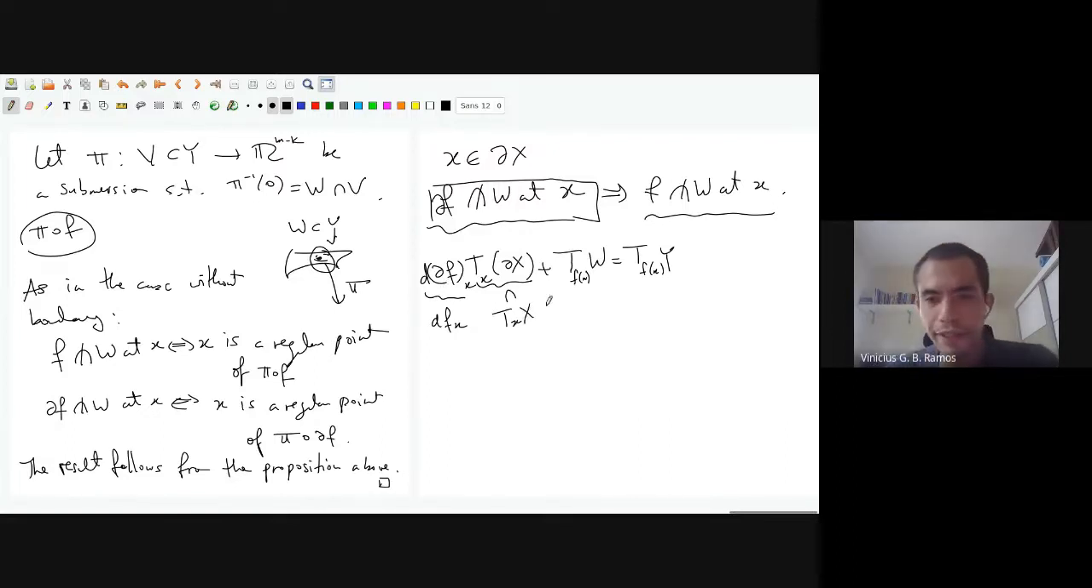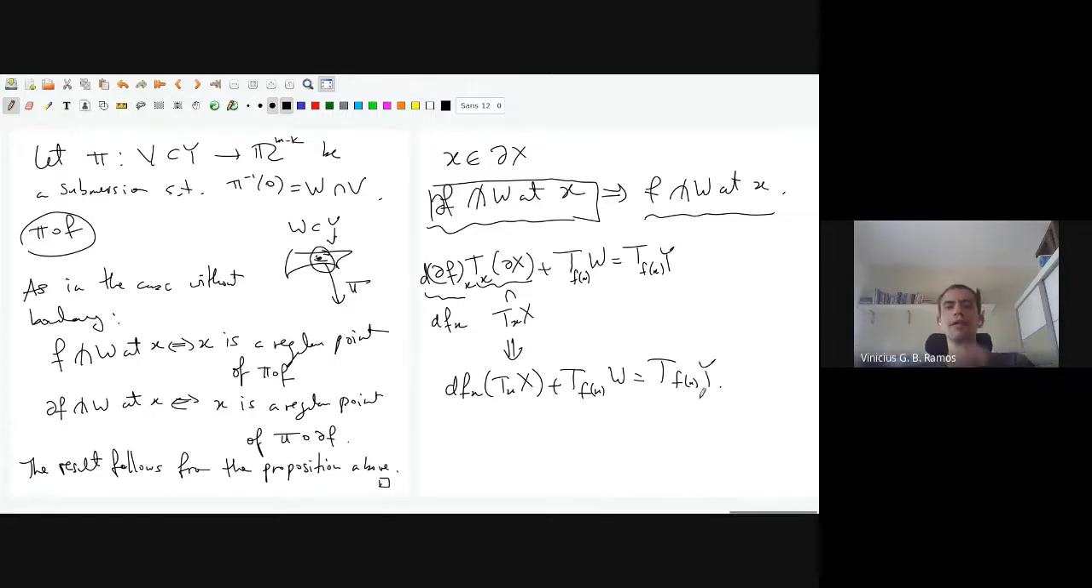So if this equation holds, then dfx of Txx plus Tf of xw equals Tf of xy. So the boundary of F being transverse to W at boundary points implies that F is transverse to W at the boundary points. Okay, so of course that holds for Y equal to a point, which will be the case of regular points.